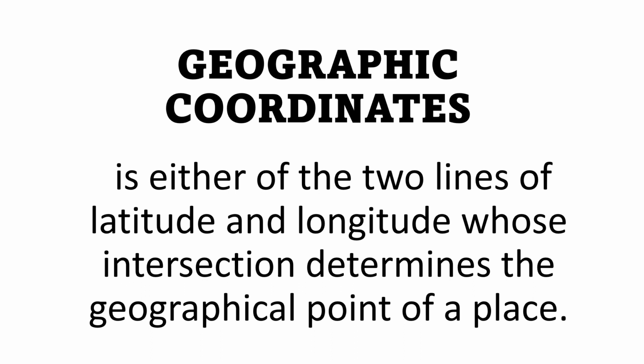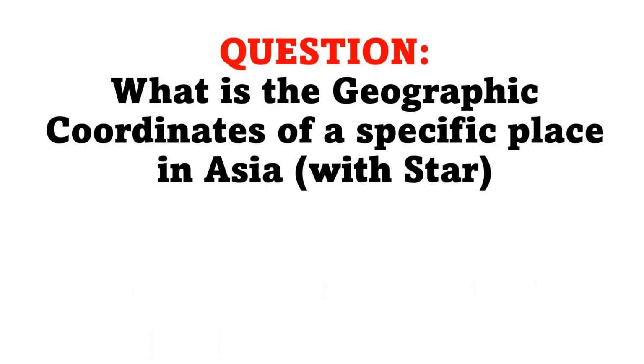A geographic coordinate is either of the two lines of latitude and longitude whose intersection determines the geographical point of a place. So using the geographic coordinates, we can give the specific position of a place with regards to the latitude and longitude. Now ready to learn about the geographic coordinates?